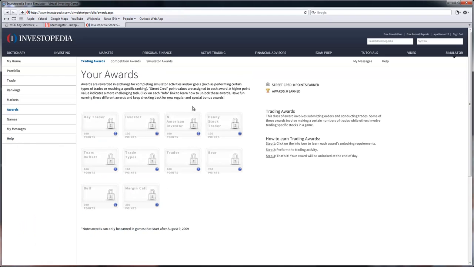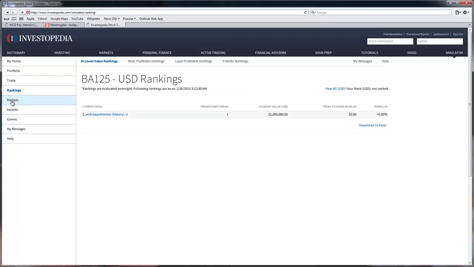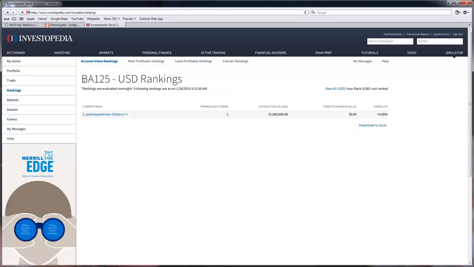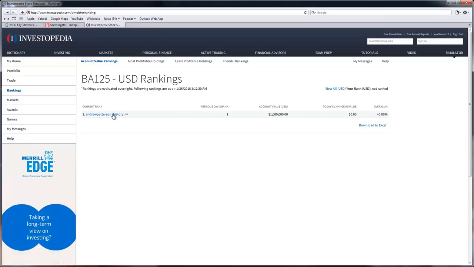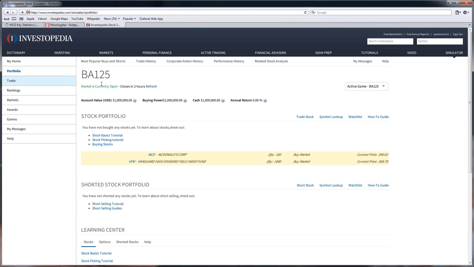Awards. There's certain awards you can unlock in this game. You can read more about it on this screen. Ranking. Once we get more students in here, you'll be able to see all your fellow classmates. You'll be able to click into their name and see their trade histories. So it's not a secret. You can see other people and what they're doing. And your portfolio will take you to your portfolio page.